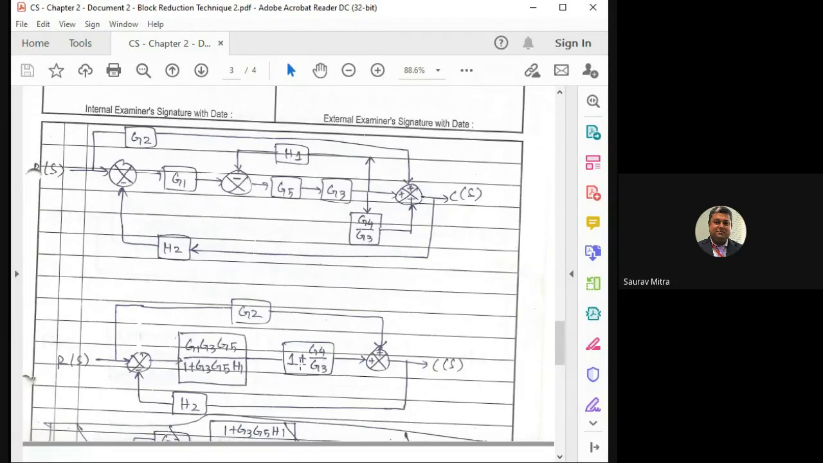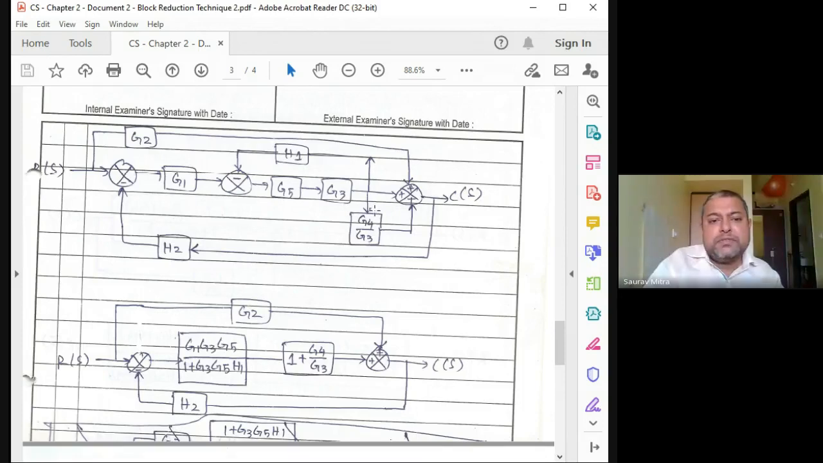Okay, so I don't think there is any problem here. There was only one point: this takeoff point was after G5, and now you have taken it after G3. So one step ahead, one step right you have shifted, that is shifting the takeoff point after the gain block. This is what you have done. After that, you are finding everything becomes easy.